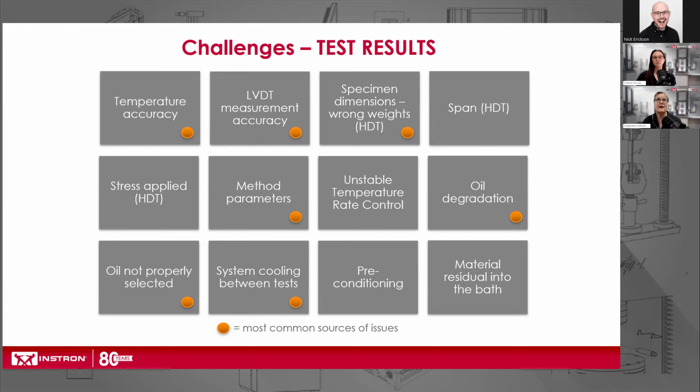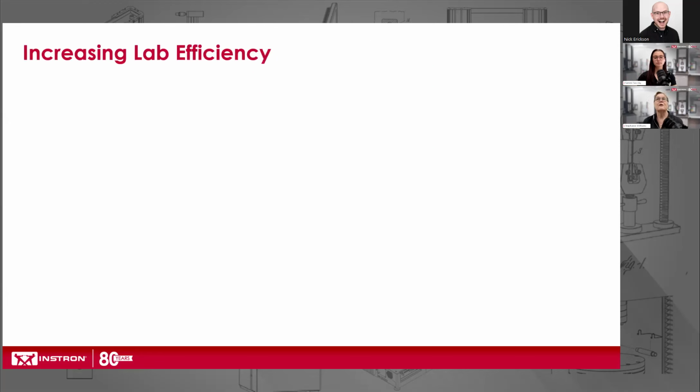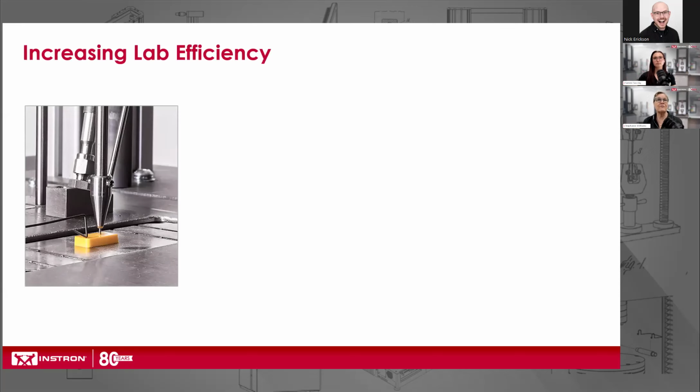Keep track of that. Make sure as well that you're following the right standards. There are differences in ASTM and ISO, both in VICAT and HDT. You want to make sure that you're applying the right forces, using the right specimen, and that the specimen is in the right orientation. Ways to increase lab efficiency.